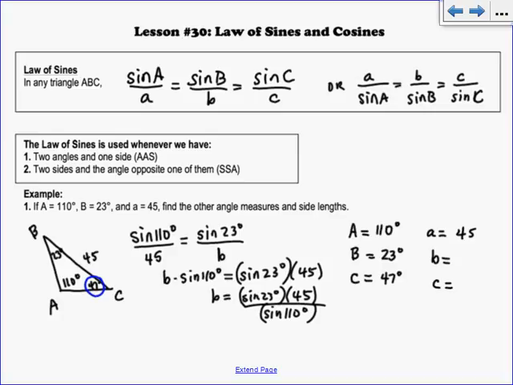Anybody faster than me? Did you get it? 18.7. We'll do 3 decimals. So 18.711.